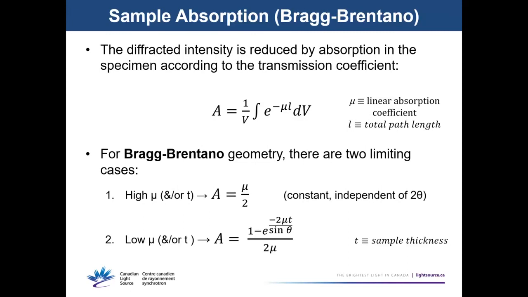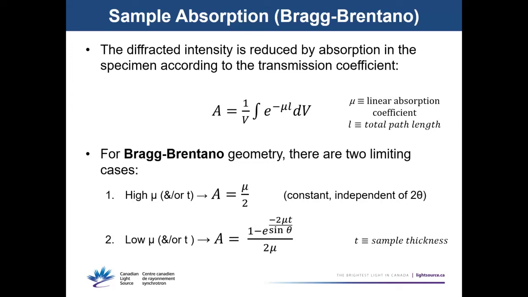For Bragg-Brentano geometry, the most common lab geometry, there are two cases that we need to consider in terms of sample absorption. As long as the absorption and the sample thickness are large enough so that the sample seems semi-infinite, the absorption factor becomes constant for all angles, and you don't actually have to worry about it, which is case number 1 here.